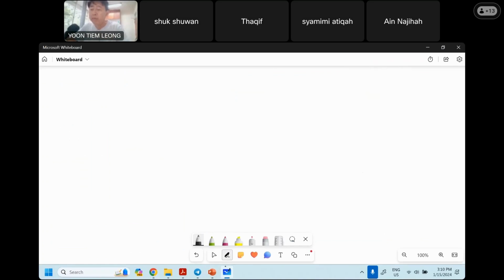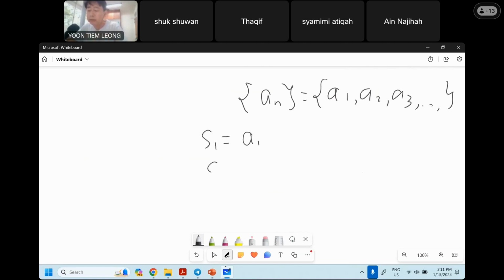So let me write down a sequence of an, comprised of the first term, second term, third term, etc., up to the infinite term. Then you can sum up the first term in the sequence, and you call this S1. If you take the first two terms in the sequence, then you call this S2. Then you can sum up the first three terms, and you call this S3.